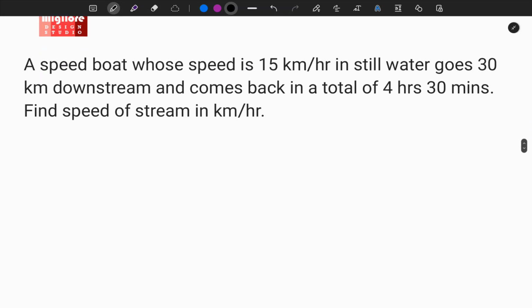Okay, a speedboat whose speed is 15 kilometers per hour in still water. So u, I'll just use another color, u is 15 kilometers per hour in still water, goes 30 kilometers downstream. So let's assume the speed of the stream, v, is the speed of stream in kmph.